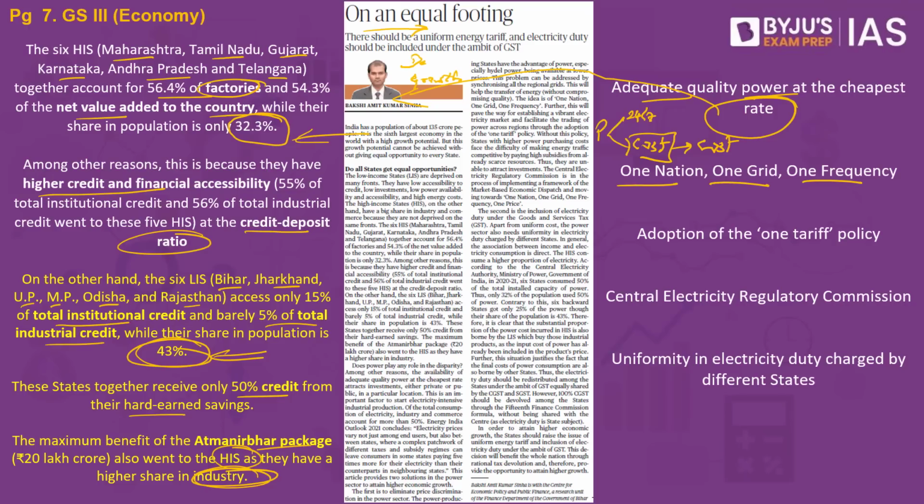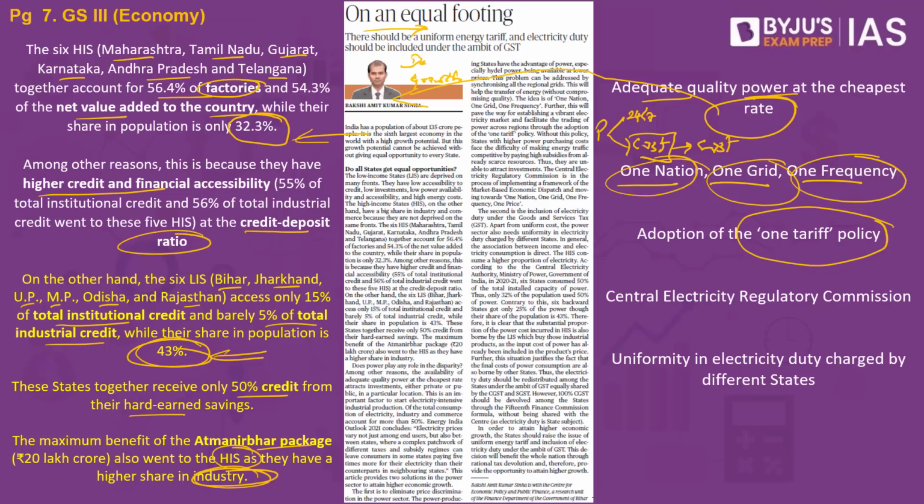What does this mean? This means that as of now, we have multiple grids. Let's say, for example, the northern region grid, the eastern region grid, the western region grid, the southern region grid. All of this will have to be synchronized into one single grid, called one nation, one grid, and one frequency. If we are able to do so, these power disturbances between the high income states and the low income states will be completely eliminated, and these industries may also opt for the low income states. That is the first recommendation.